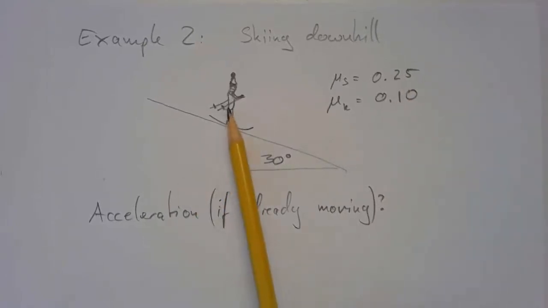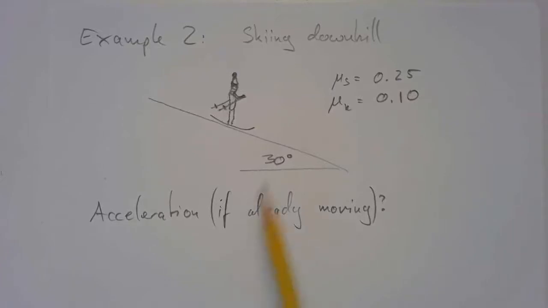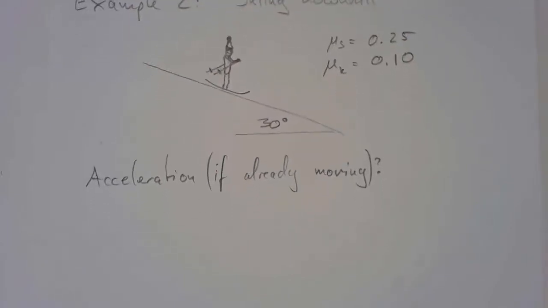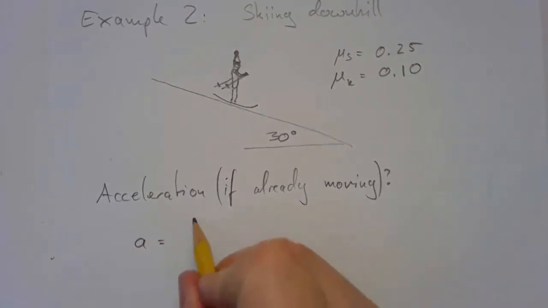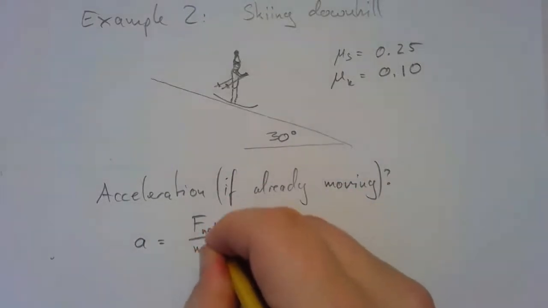The question is, what's the acceleration if you're already moving? So you're assuming you've pushed off, you're already moving, but you're going down the hill. What's going to be your acceleration? Well, a is the force divided by the mass. Well, what force? The net force.